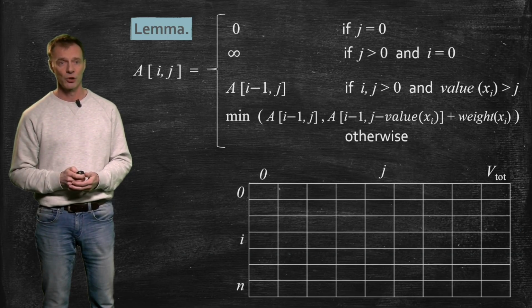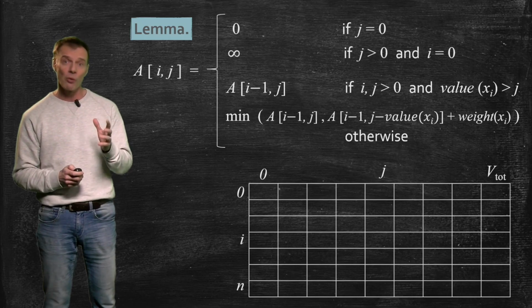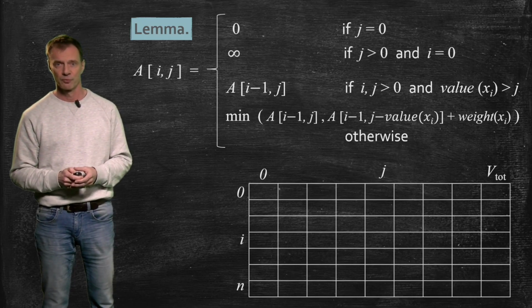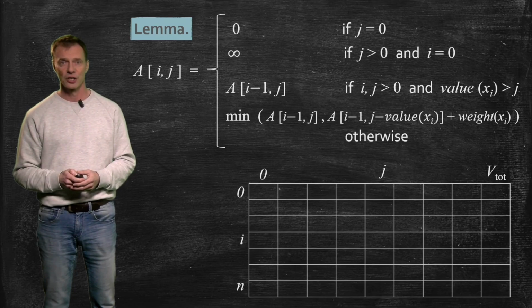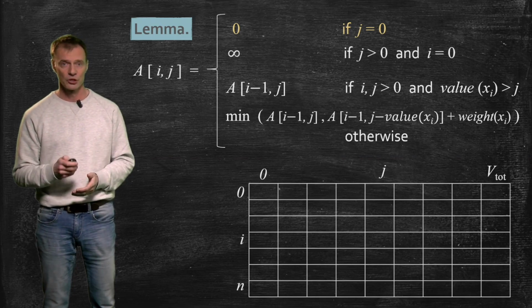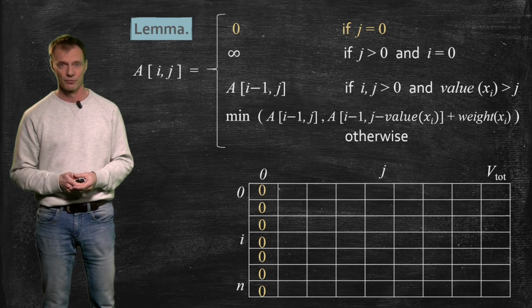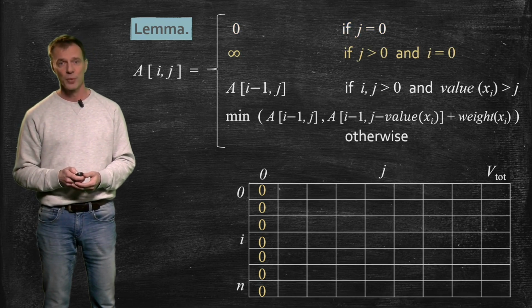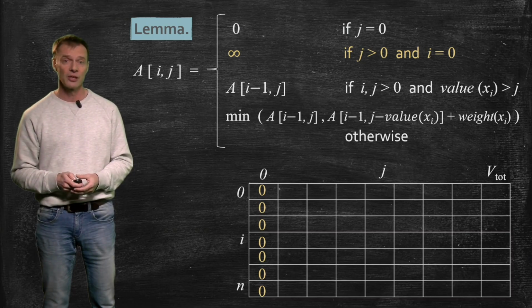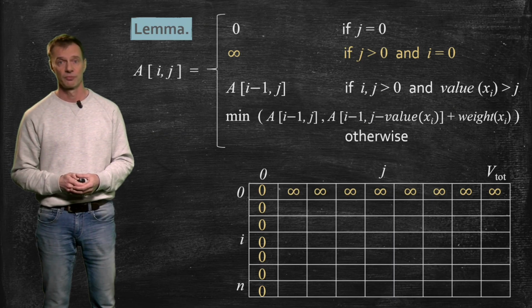Okay, so here's my table. So in this table, I want to put all my values a_ij. Okay, we have our recursive formula. So let's first look at the first base case. Well, if j equals 0, then the value is 0. So we can simply put all zeros here. Okay, second base case, when j is bigger than 0 but i is 0, then it's not feasible, so our values are infinity. Okay, so now we have the general case.